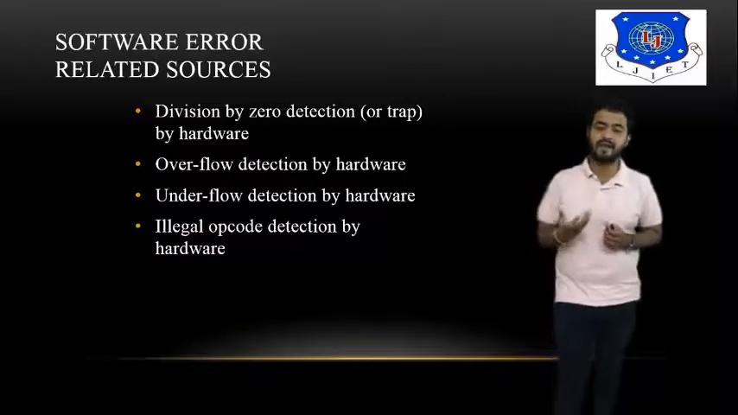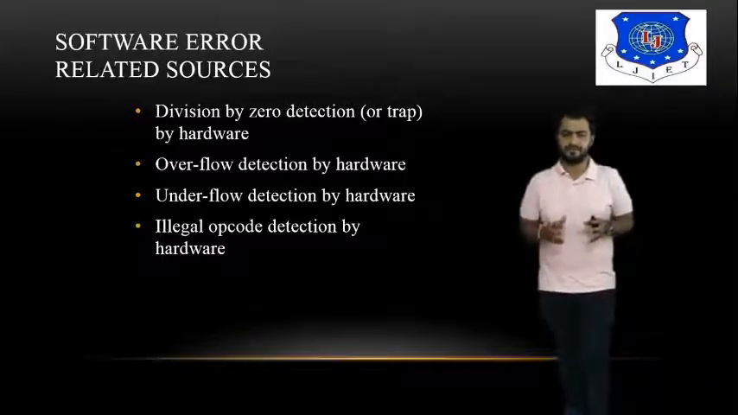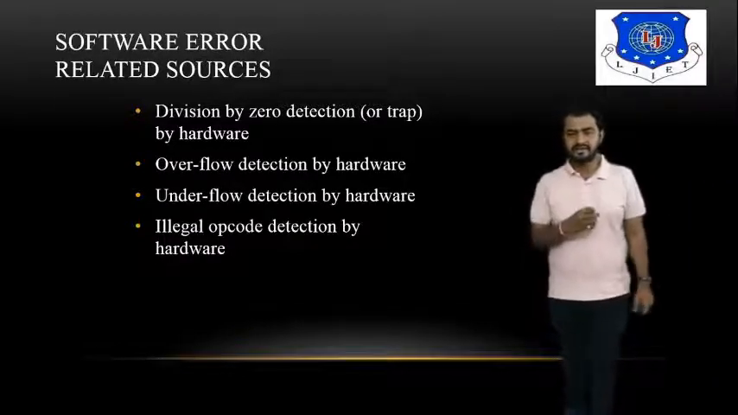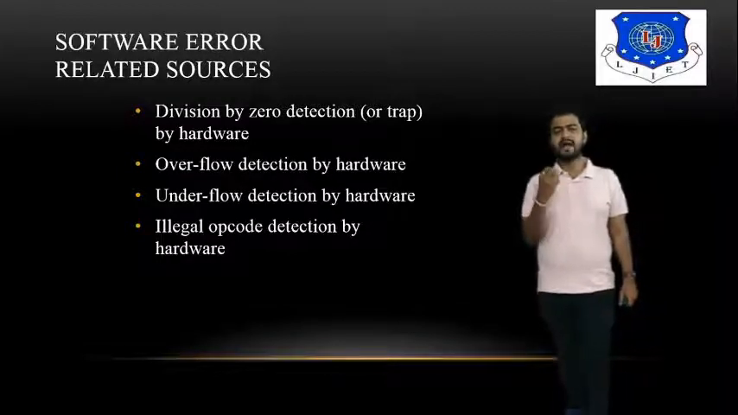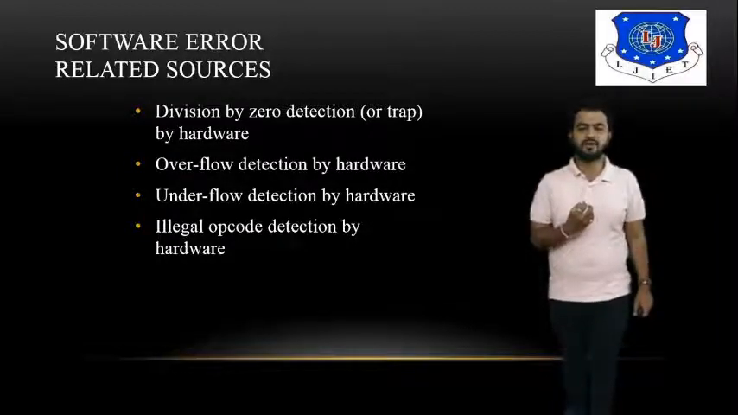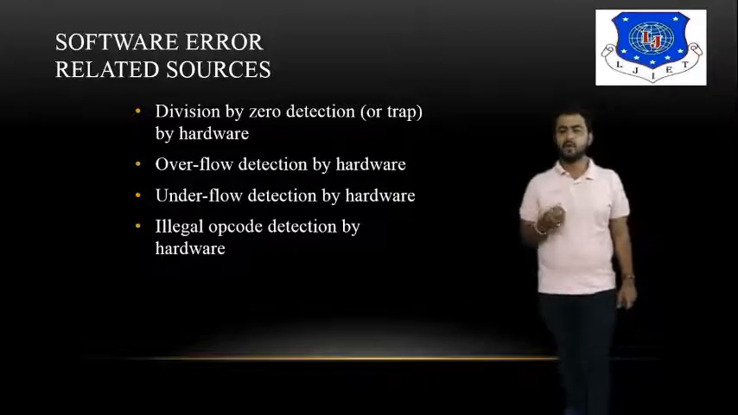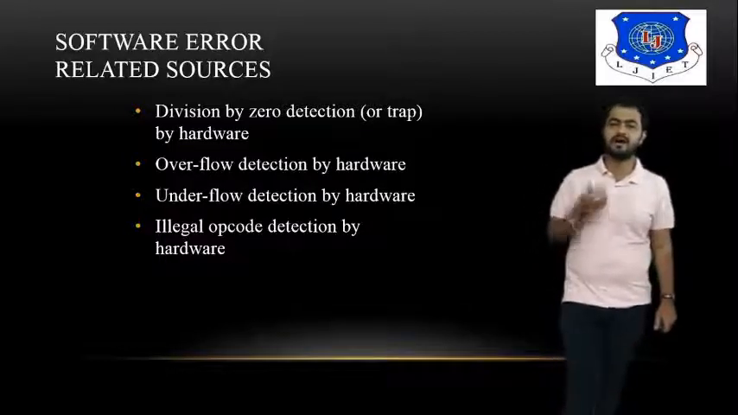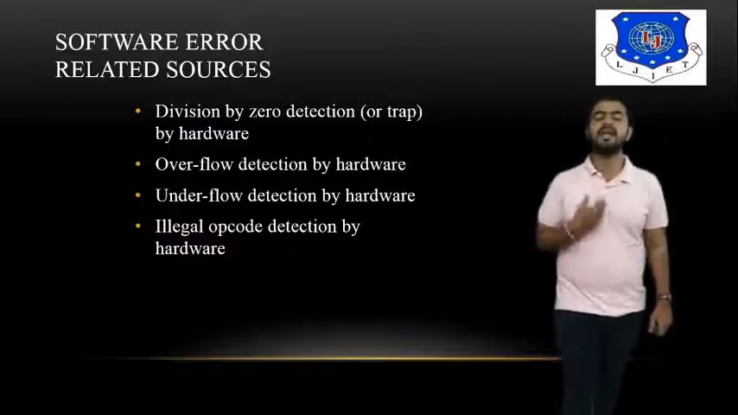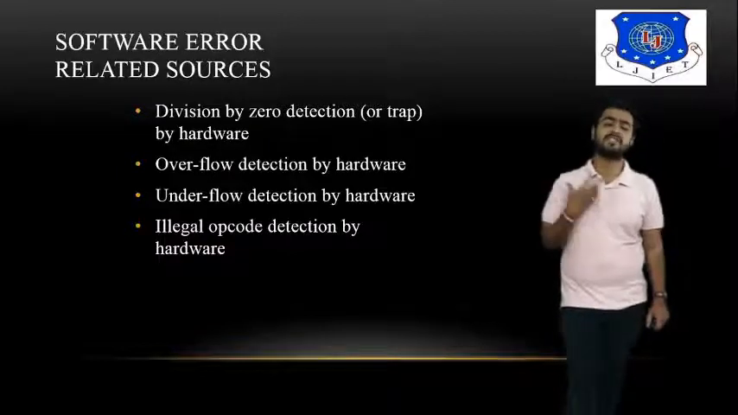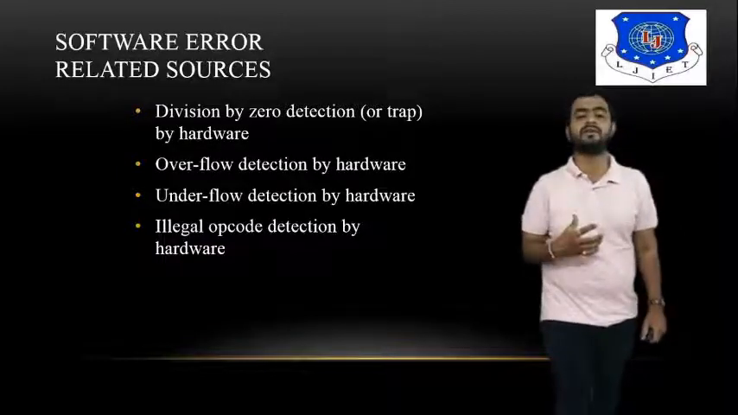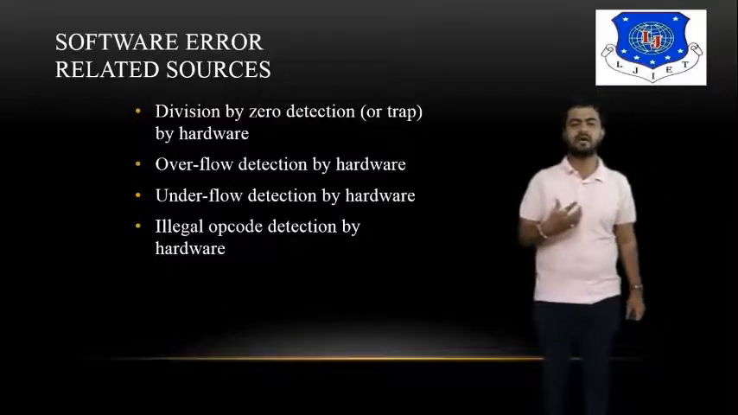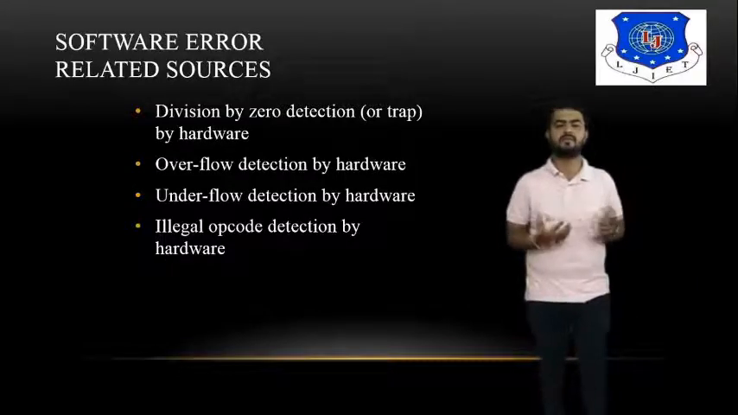In terms of the software part, it is not dealing with the hardware portion. Now how do we discuss it? Devices by zero detection or trap by the hardware, overflow detection by the hardware, underflow detection by the hardware, illegal opcode detection by the hardware. These are the different types of resources we discuss for the hardware and software portions.